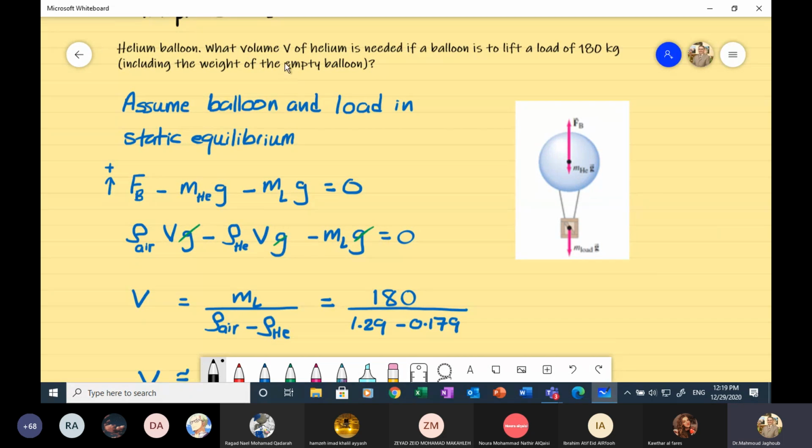So the question is, what volume V of helium, what is the volume of that balloon, is needed if a balloon is to lift a load of 180 kilograms? Yani we want to lift this weight, which is 180 kilograms. How big should this balloon be, including the weight of the empty balloon? Yani in other words, this 180 kilograms means the mass which we want to carry includes the mass of this box and the mass of the rubber.